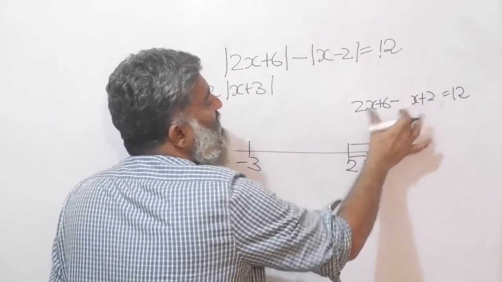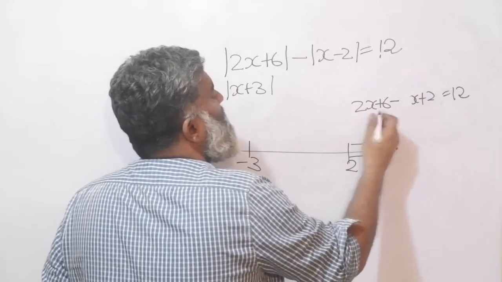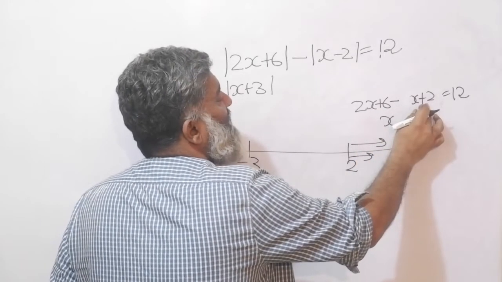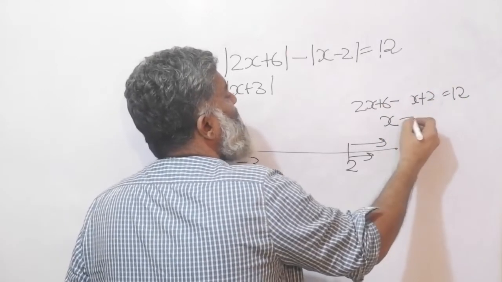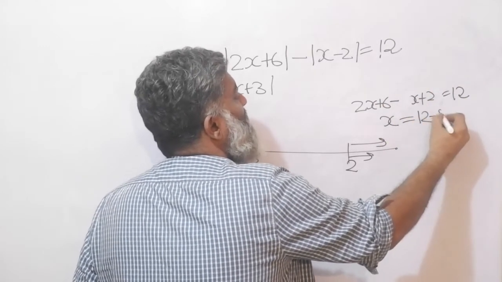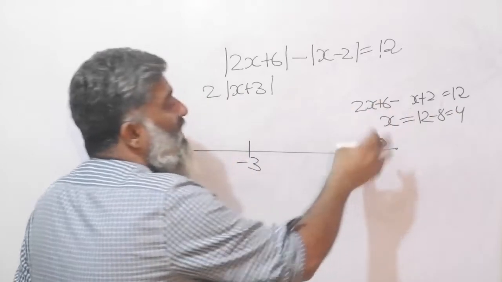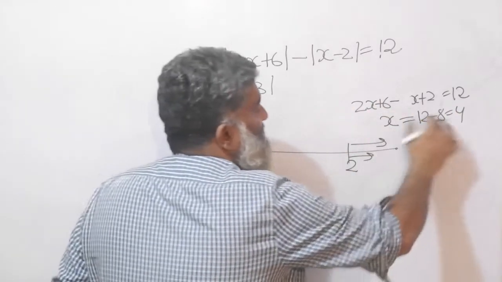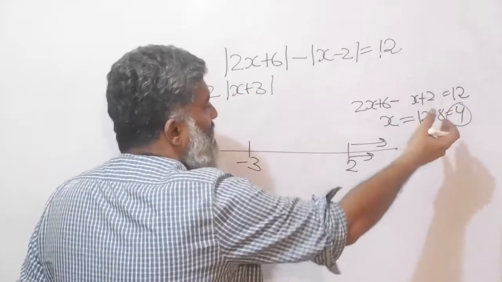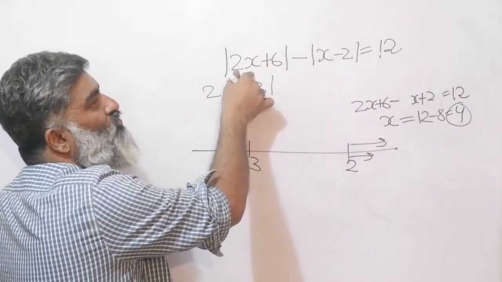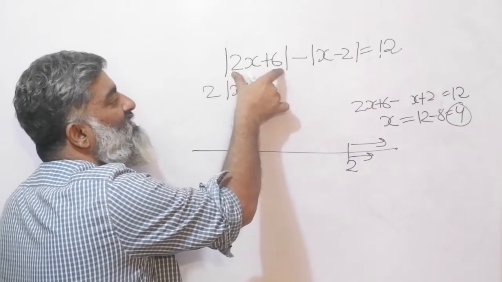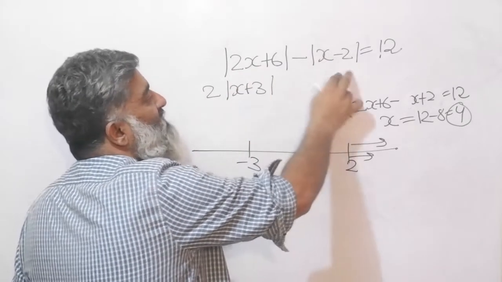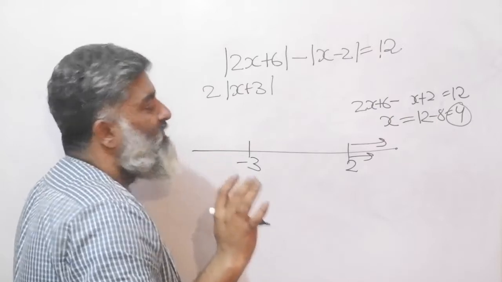Can I solve this further? 2x minus x, you will get x. 6 plus 2, you will get an 8. Move the 8 to the other side. So you will get 12 minus 8 is equal to 4. I hope you're taking all the basic steps by yourself as well. x is equal to 4 is one of my answers. Put the 4 here. 2 into 4, 8. 8 plus 6, 14. And 4 minus 2 will give you a 2. So 14 minus 2 will give you a 12, which is absolutely fine.